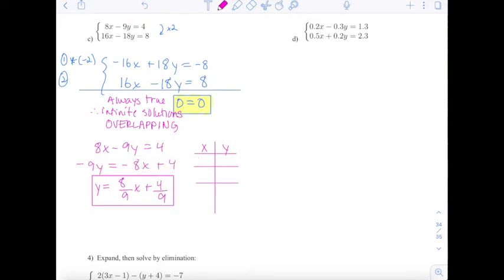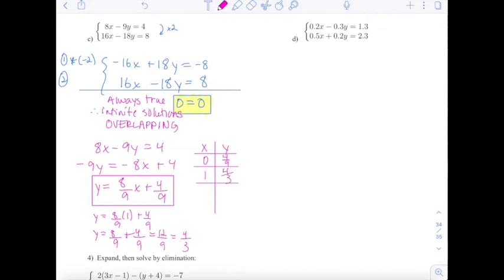The easiest x value to pick is 0. When I sub in 0, I get 4 over 9. Another easy one is 1. So when x is 1, I just sub it in. And I know that 8 over 9 plus 4 over 9 is 12 over 9. And that reduces to 4 over 3. So that's a second point on this line.